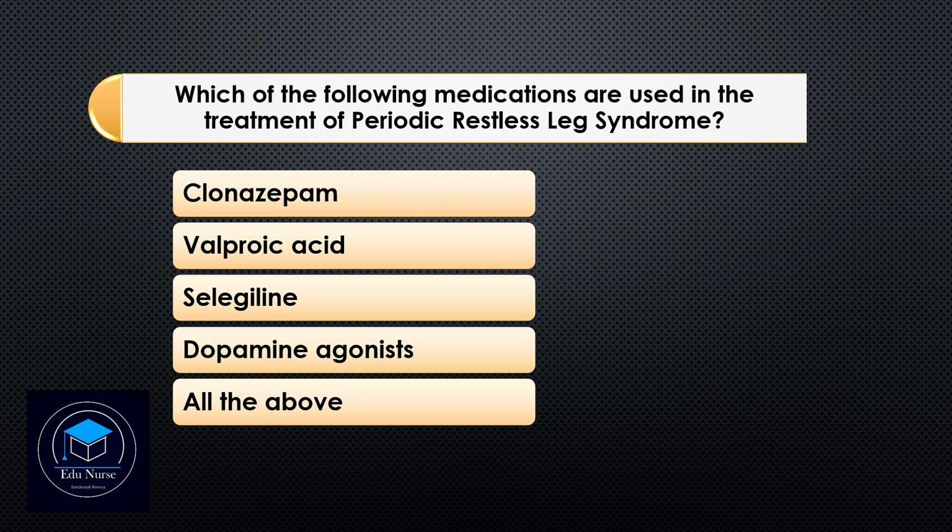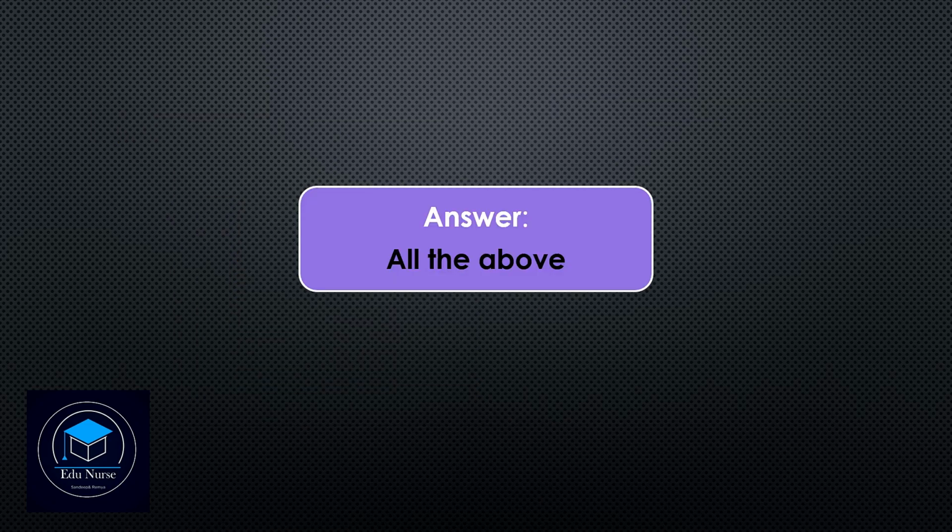Let us go to the next question. Which of the following medications are used in the treatment of periodic restless leg syndrome? And the options are clonazepam, valproic acid, selegiline, dopamine agonists, all of the above. The answer is all of the above.